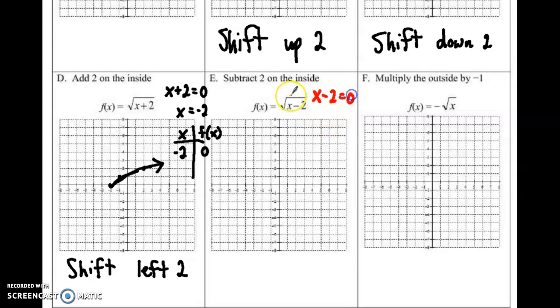I've taught it where I tell students to take what's inside the radical, set it equal to 0, so when you add 2 over, this is actually shifted right 2. And the reason why you want to shift it right 2 is because if you plug in 2 for x, minus 2 is 0, and then the square root of 0 is 0. And so 6 would be that third point that I've been messing with. Because 6 minus 2 is 4, the square root of 4 is 2. So this is a shift right 2.